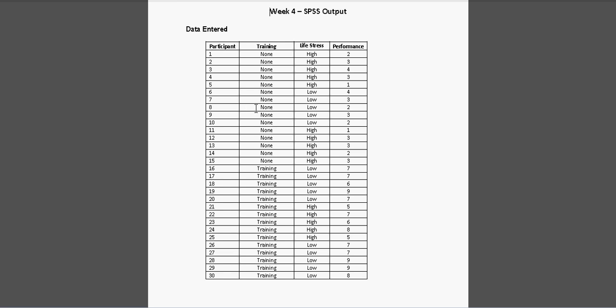So when we look at our data, we've got two independent variables here. The first being training, and there is a group that has had no training, and there's a group that has had training. And then the second variable is your amount of life stress, and that is either low or high. So we have two independent variables that are nominal, so there's two groups within each, and then we have their performance, which is a count of how well they performed on a task. So again, that's going to be at a ratio or interval level. And so that meets our requirements for doing a two-way ANOVA.